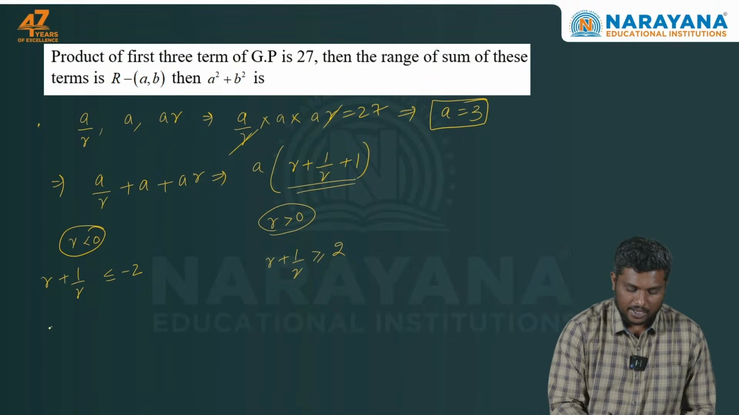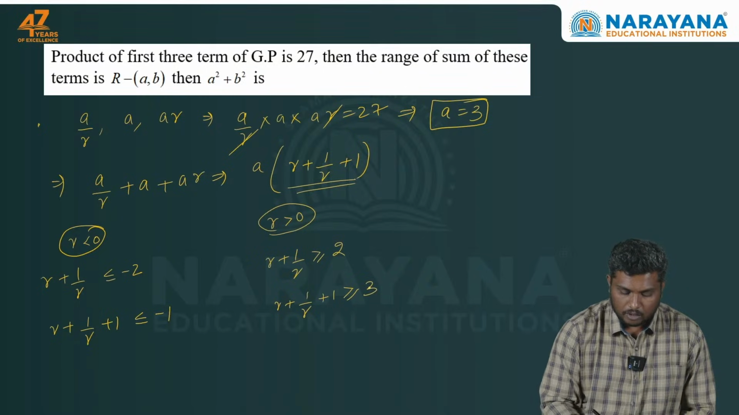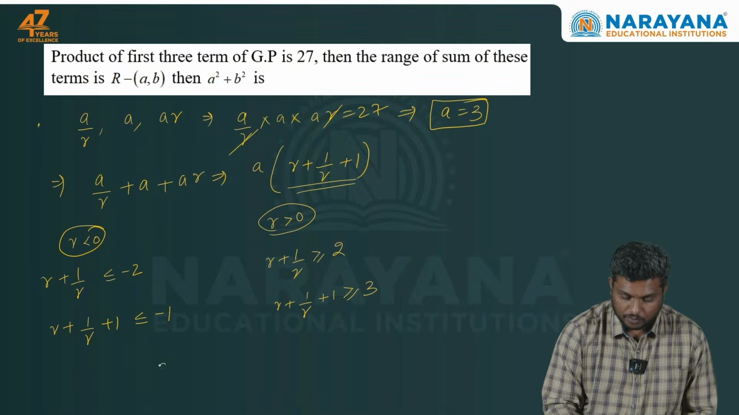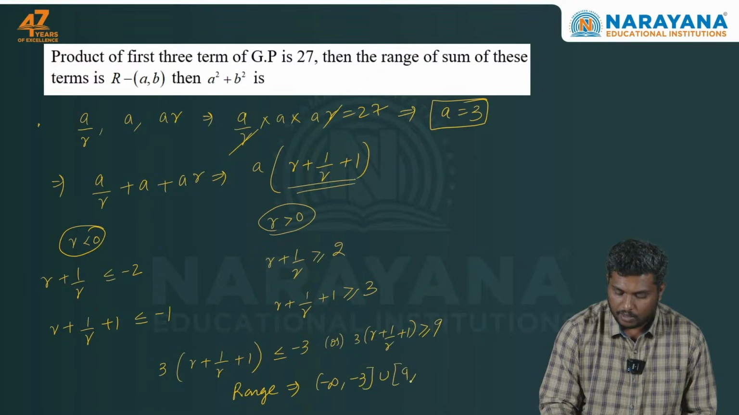In both cases, I can find r plus 1 by r plus 1 is less than or equal to minus 1, or r plus 1 by r plus 1 is greater than or equal to 3. So 3 into r plus 1 by r plus 1 will be less than or equal to minus 3, or 3 into r plus 1 by r plus 1 is greater than or equal to 9. So the range is minus infinity to minus 3 union 9 to infinity.